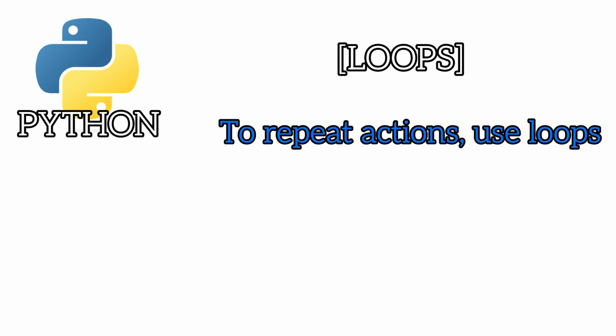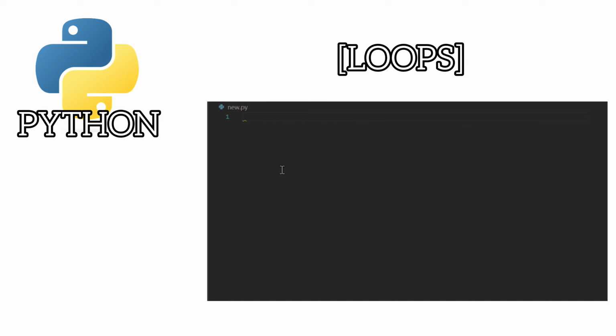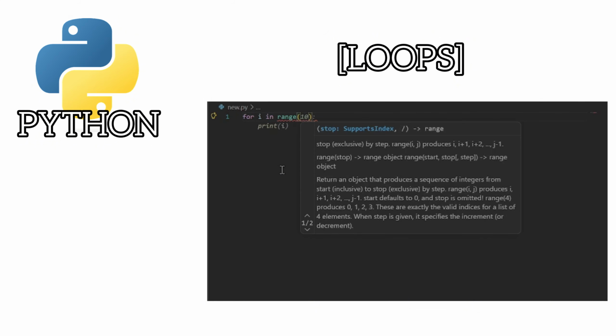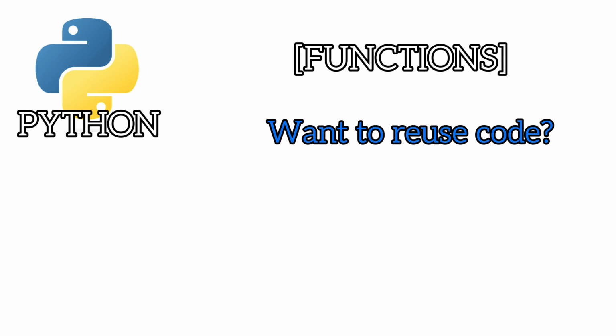Loops. To repeat actions, use loops. A for loop goes through a sequence. For i in range 3: print i.